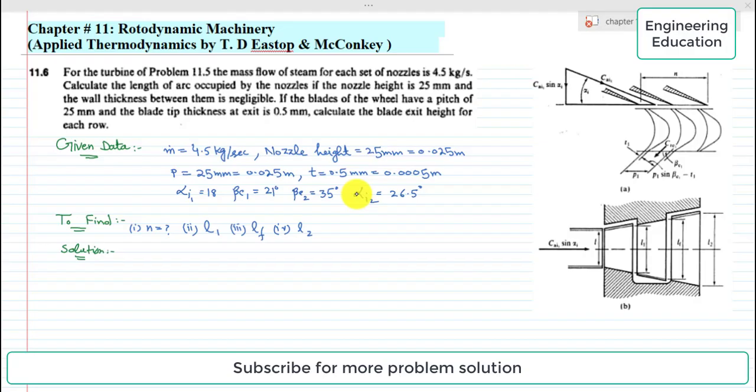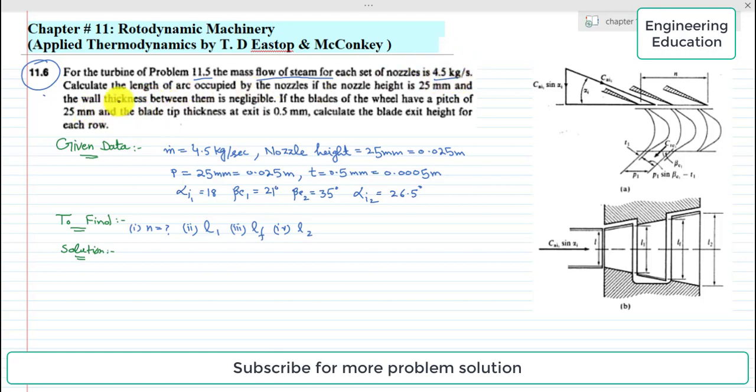In this lecture we are going to solve problem 11.6, chapter number 11, Rotodynamic machinery, from the book Applied Thermodynamics by Eastop and McConkey. Statement of problem 11.6 is: for the turbine of problem 11.5, the mass flow of steam for each set of nozzles is 4.5 kg per second.